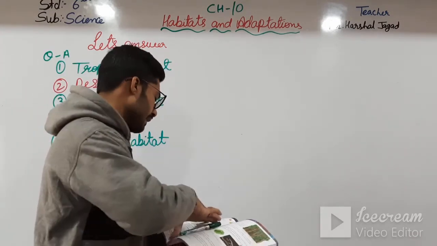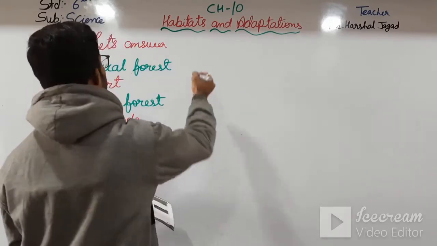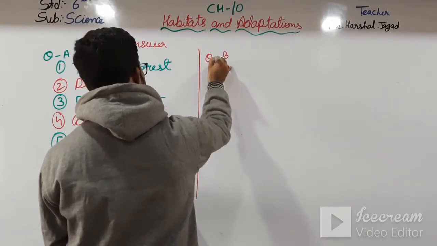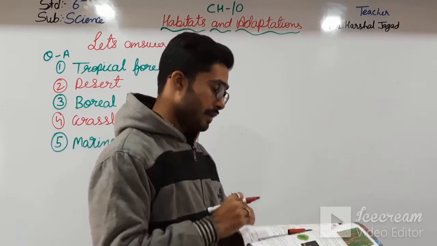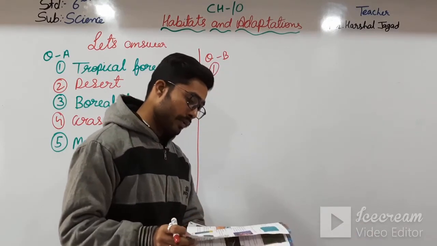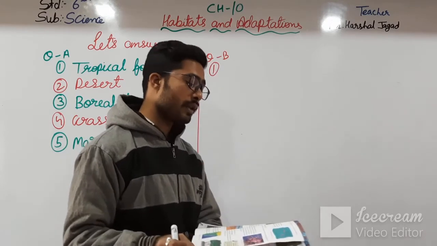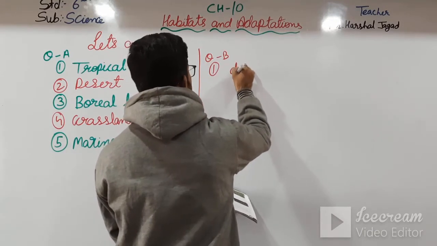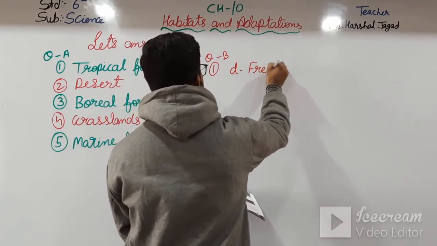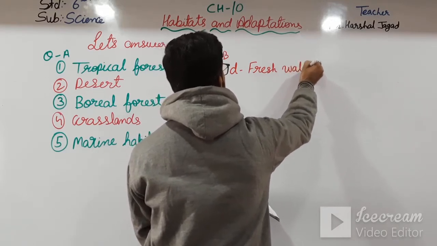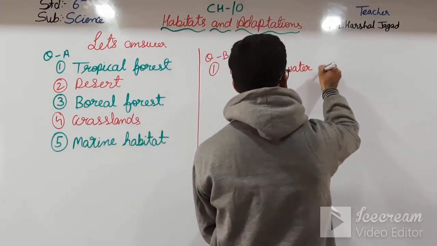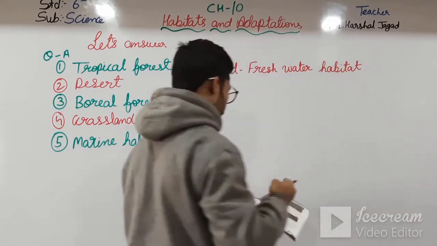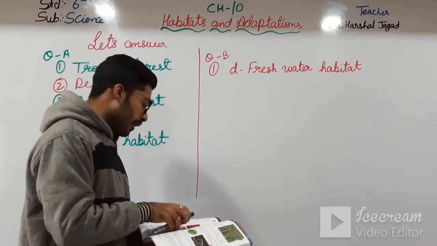Then question B, match the following. In that, the first one is lotus. Where does the lotus grow? You can see it is the freshwater habitat. So the first one matches with B, freshwater habitat.